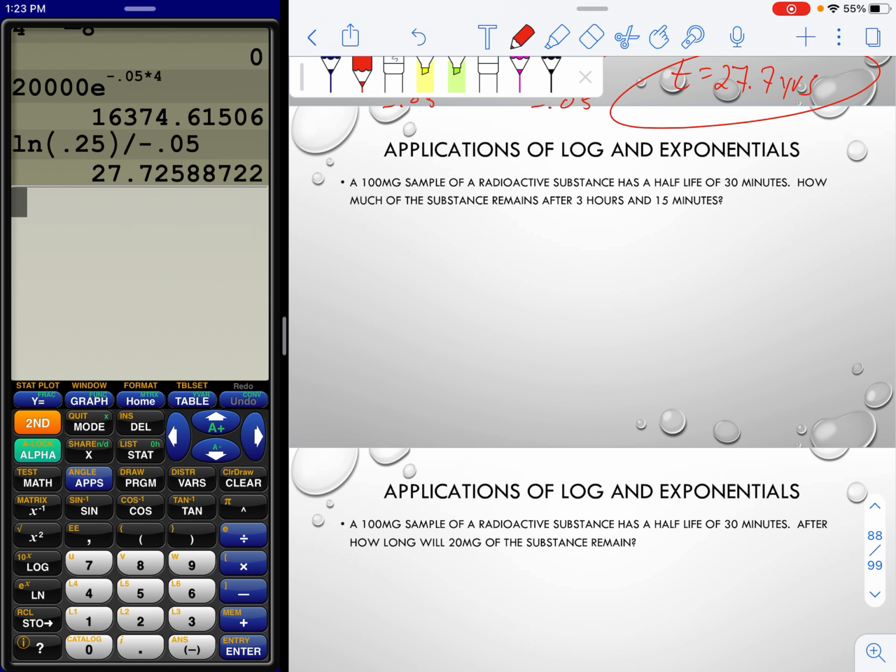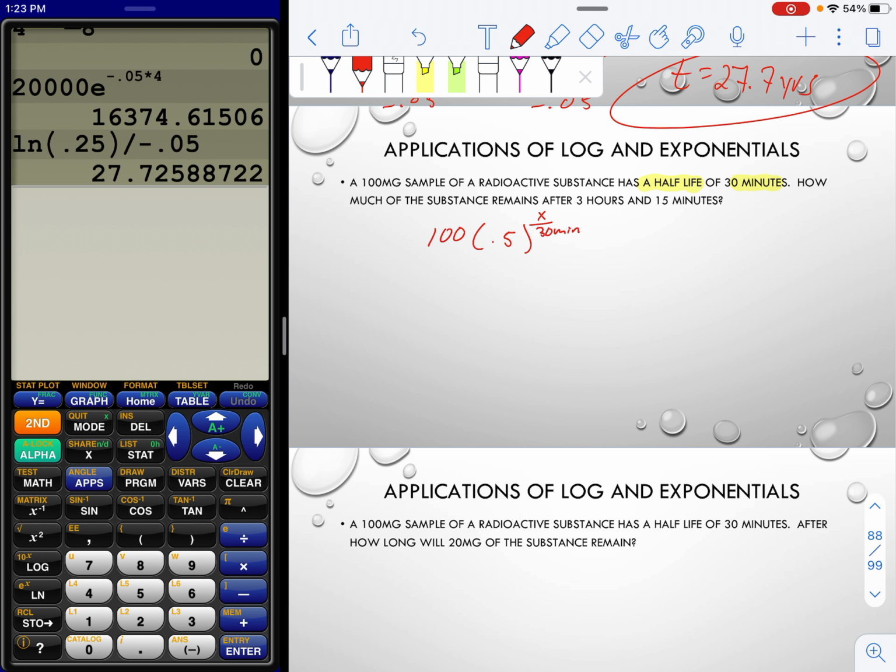All right, so a 100 milligram sample of radioactive substance has a half-life. Okay, so details here. Half-life of every 30 minutes. How much of the substance remains after 3 hours and 15 minutes? So initial value is 100 milligrams. Okay, multiplier is a half or 0.5. Okay, and our function is going to be how much time over every 30 minutes.